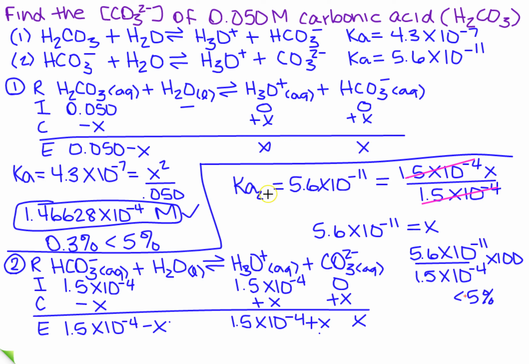So then that just means my Ka2 is going to equal the concentration of the CO3 2 minus. When I check, this number is considerably smaller than 5%. So then my final answer is the 5.6 times 10 to the minus 11 molar.